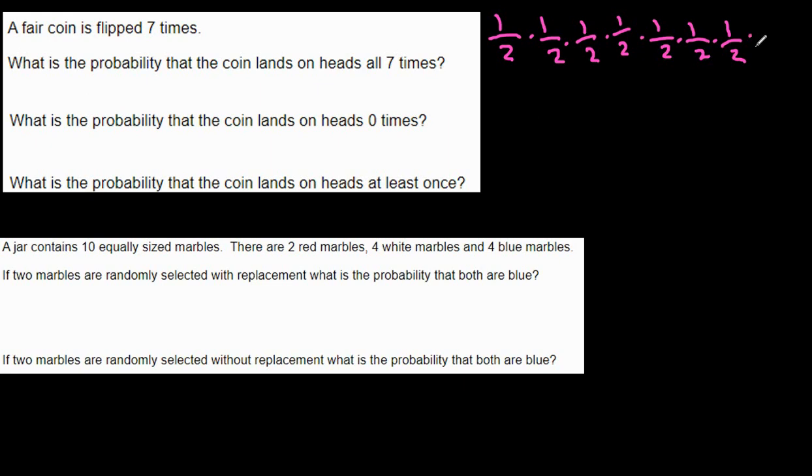And if you work that out, 2 times 2 all the way up to 7 times, there will be 1 over 128. Double check that with your calculator just to make sure you get that right on the test because it's a relatively straightforward question.